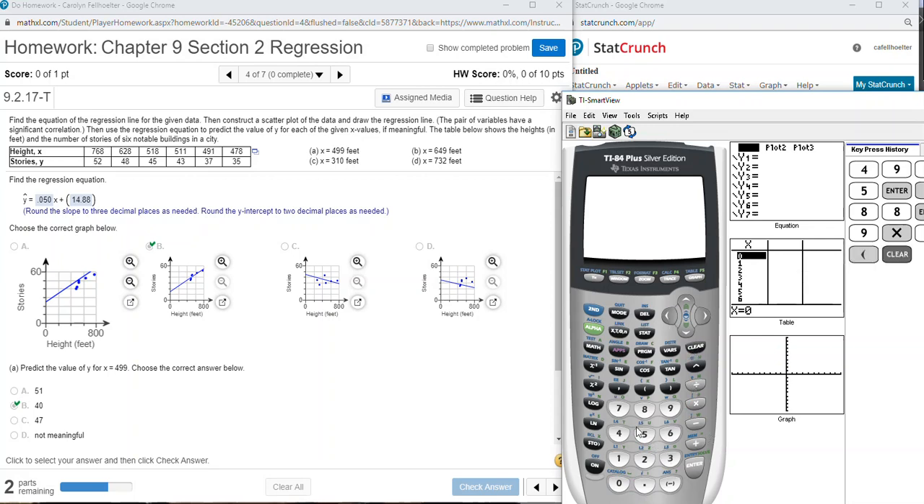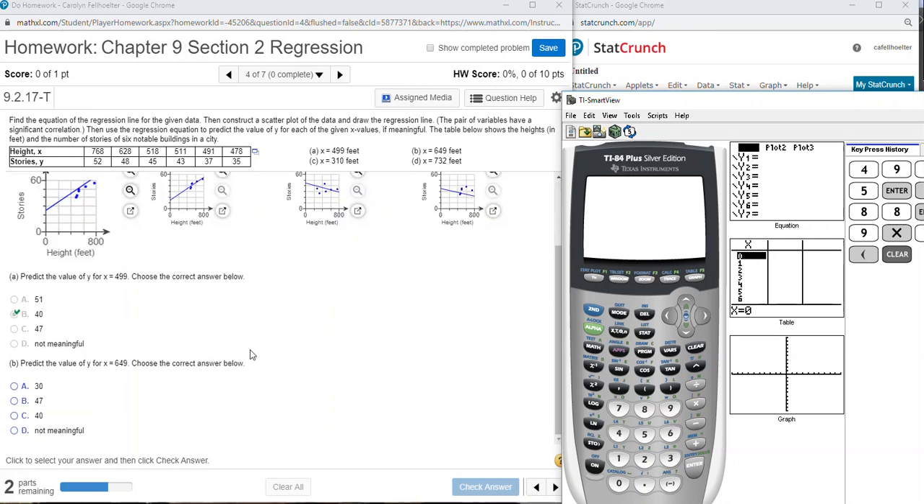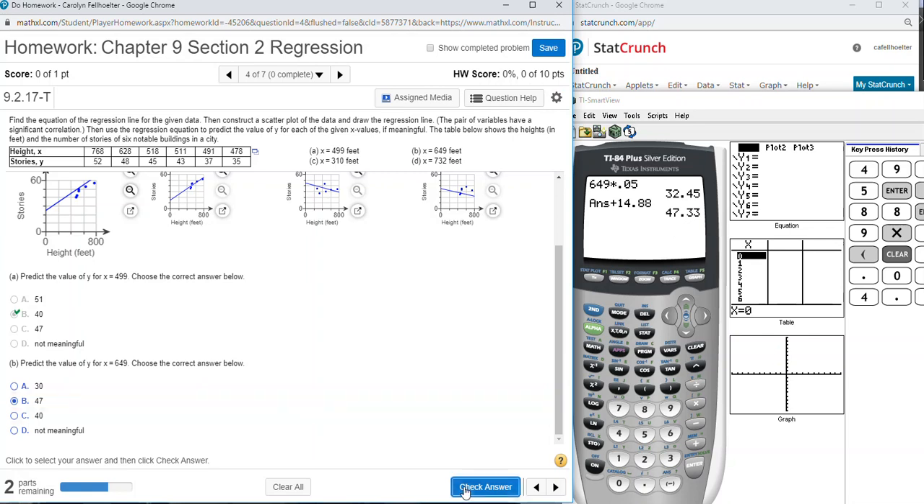Start over again. I'm going to do the 649 times the 0.050, and then I'm going to add on the 14.88. It's just coming from the regression equation that we got from StatCrunch. And so this is 47, rounded to the nearest whole number.